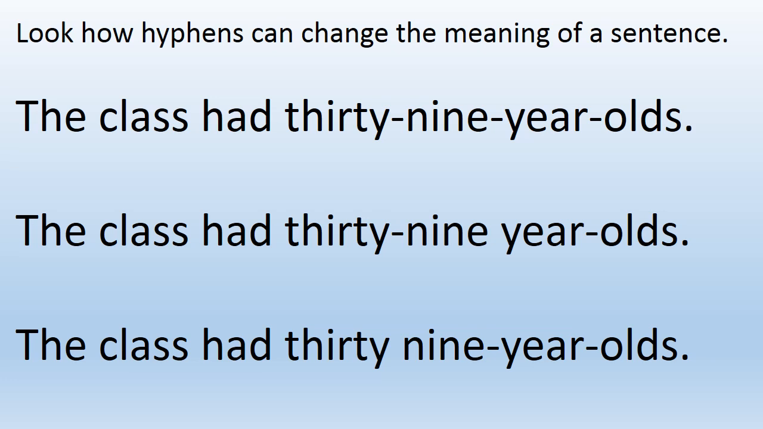The second one has got 39 and then a space, year-olds, which means there are 39 people who are 1 year old. The class had 39 year-olds. So 39 goes together, year-olds goes together.